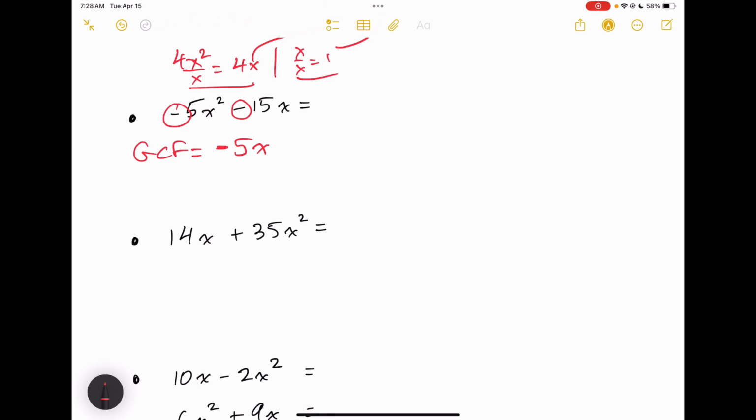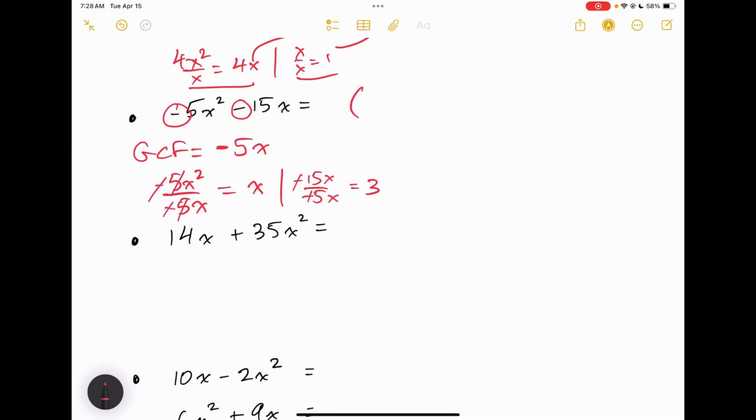So watch what's going to happen with the division. Negative 5x squared divided by negative 5x. Negative and negative will actually cancel to become positive. 5 and 5 will also cancel, as it's just 5 divided by 5. And then x squared and x leaves us with just x. Next up is negative 15x divided by negative 5x. Once again, the negatives cancel. 15 divided by 5 is 3. X divided by x cancels.